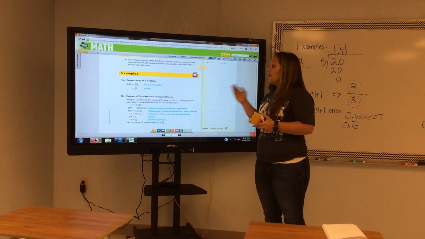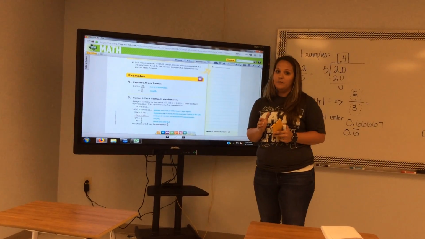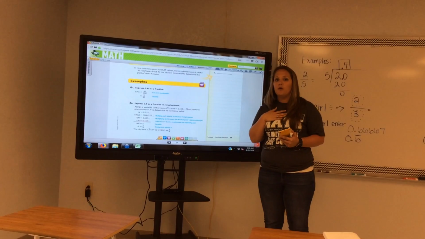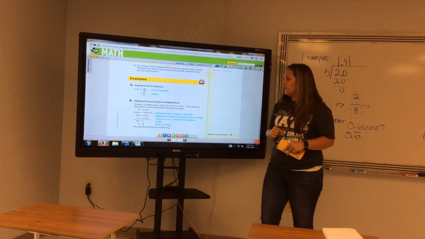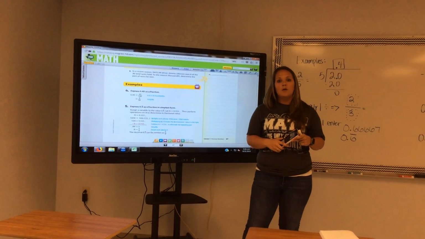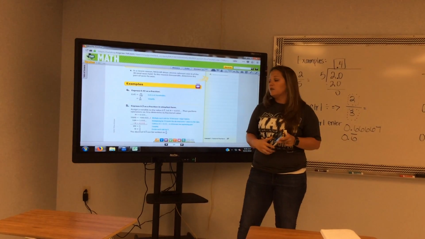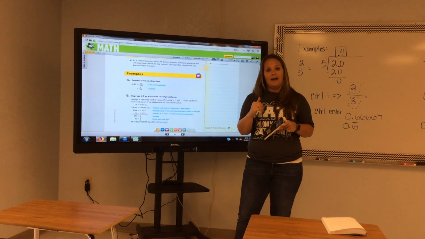Okay. Next is repeating fractions. This is something new for 8th grade. I could show you the long way to do this, and that's going to be done in another video. But for today, I'm just going to tell you a shortcut. If a number repeats, put it over 9. So since this 5 is repeating, I'm going to put 5 over 9.